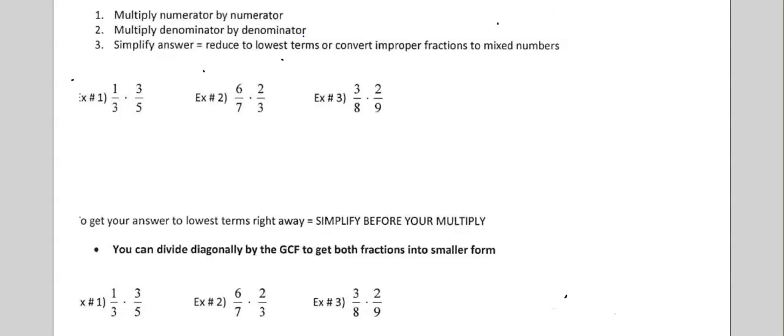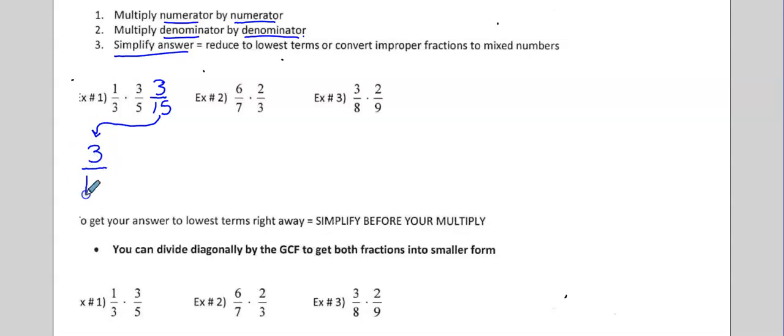So the first thing you do, once you have all fractions, is multiply numerator times numerator. 1 times 3 is 3. And then denominator times denominator. And 3 times 5 is 15. Once you're done with that, we're going to simplify. I like the word simplify better than reduce, or put it in lowest terms.